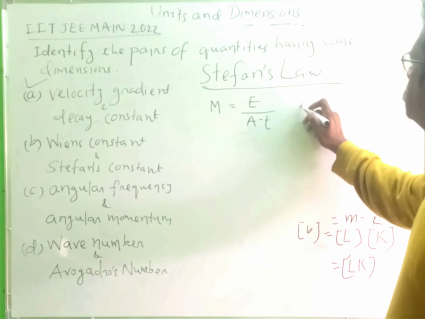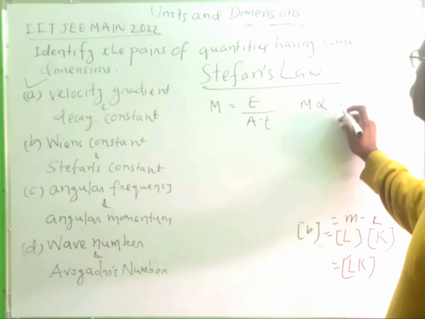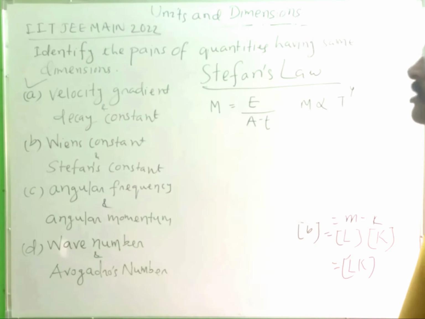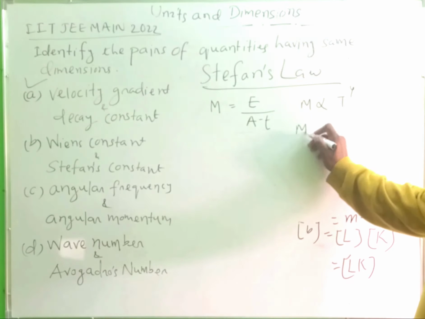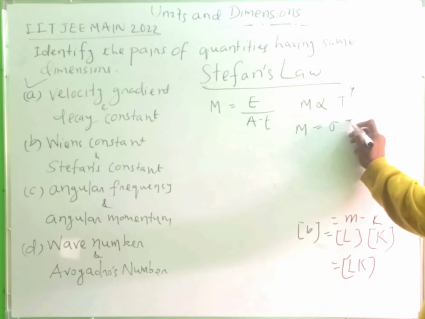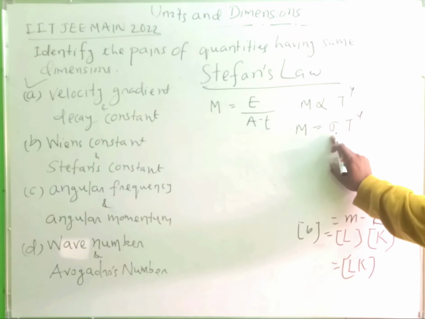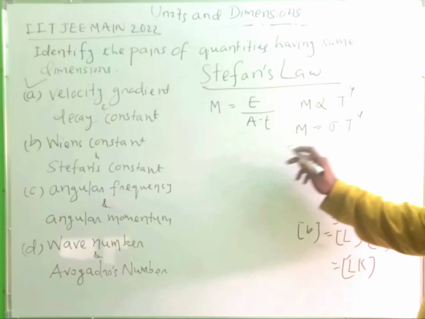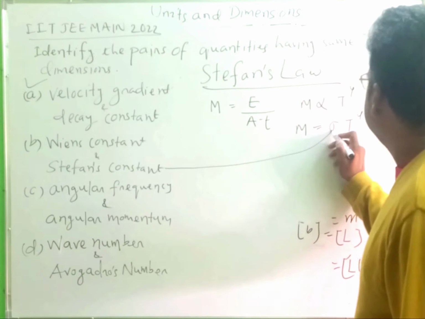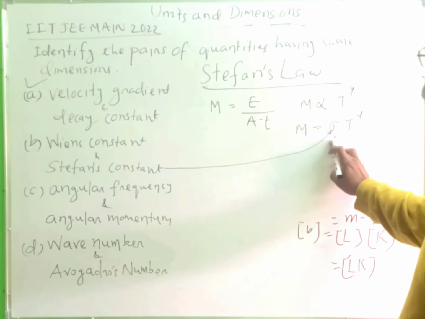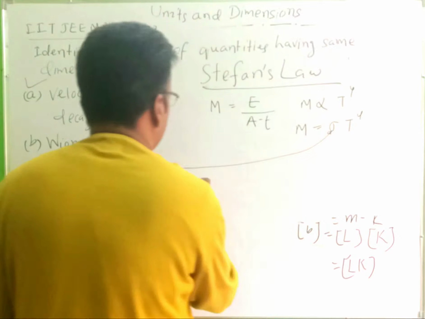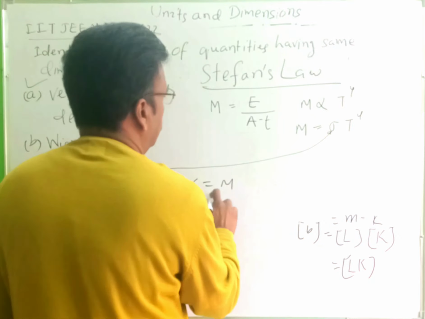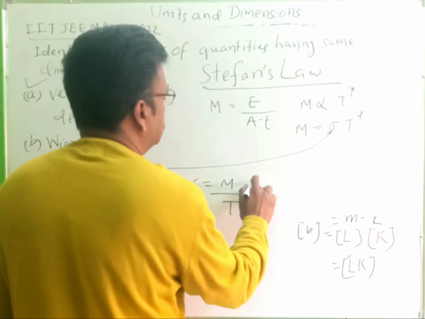This M is directly proportional to, student, the fourth power of the absolute temperature of the black body. This is Stefan's law, and this M can be written as sigma T4, where sigma is the proportionality constant, student, that is known as the Stefan's constant. Then what will be the formula for sigma, student? Sigma will be equal to M by T4, and what is M?